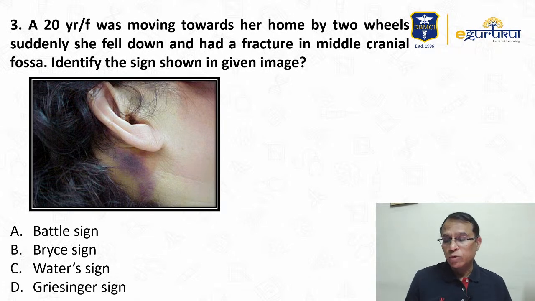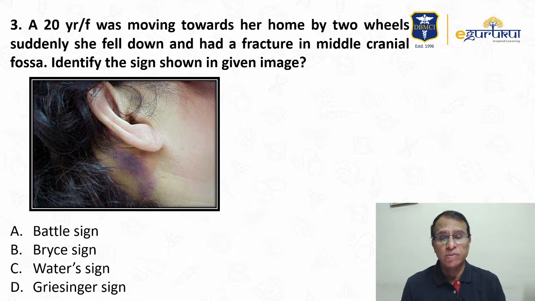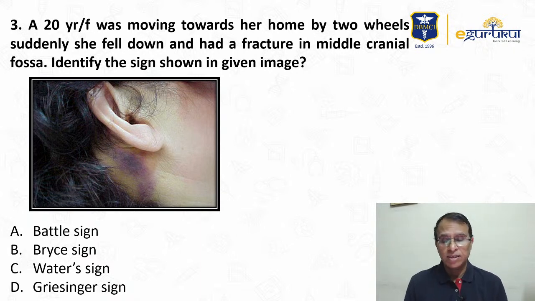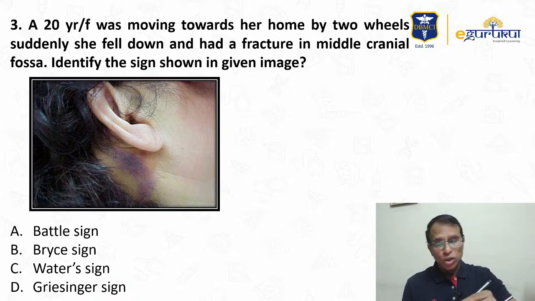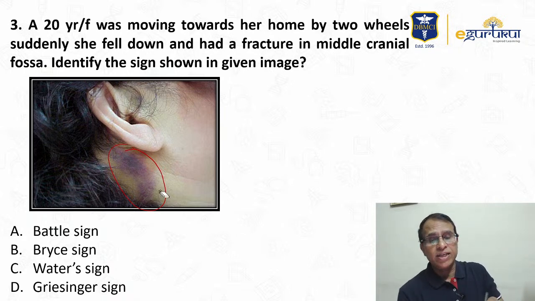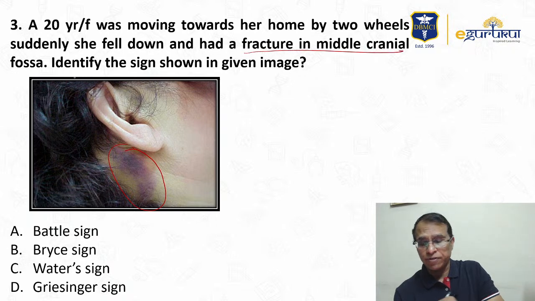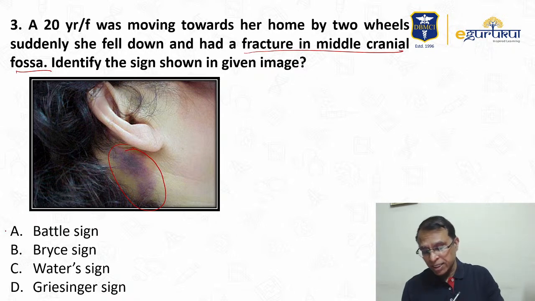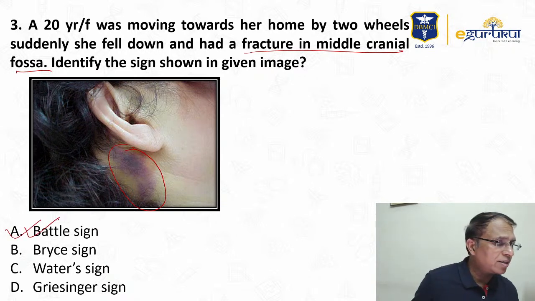Next one. A 20-year-old female was moving towards her home by two-wheeler. Suddenly she fell down and had a fracture of the middle cranial fossa. Identify the sign shown in this image: Battle sign, Bayard sign, Water sign, or Gray Singer sign. As you can see, there is a face, ear, and the mastoid area, and you can see there is a bluish color of the area, and they are very clearly telling you there is a fracture of the middle cranial fossa. The fracture of the middle cranial fossa causing bluish color of the mastoid area is Battle sign. Yes, everybody got it right.